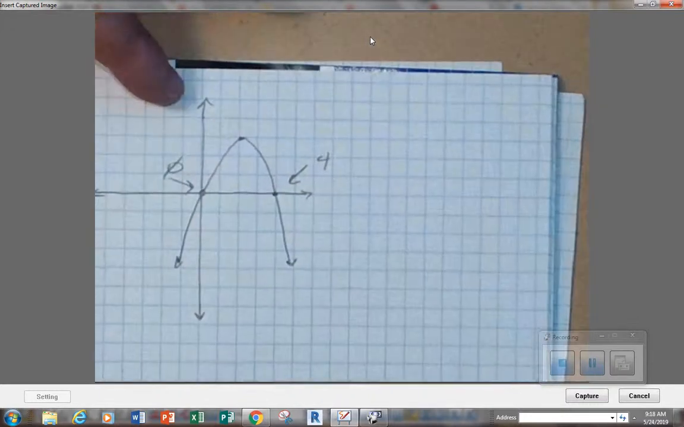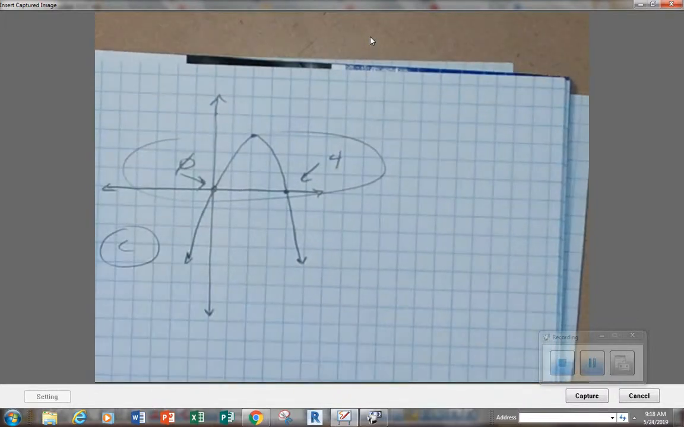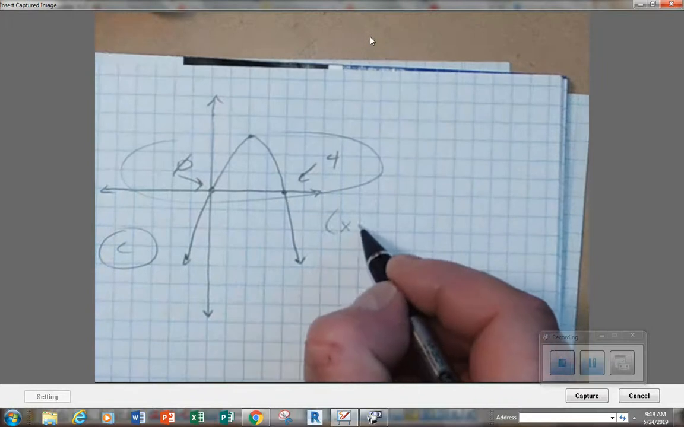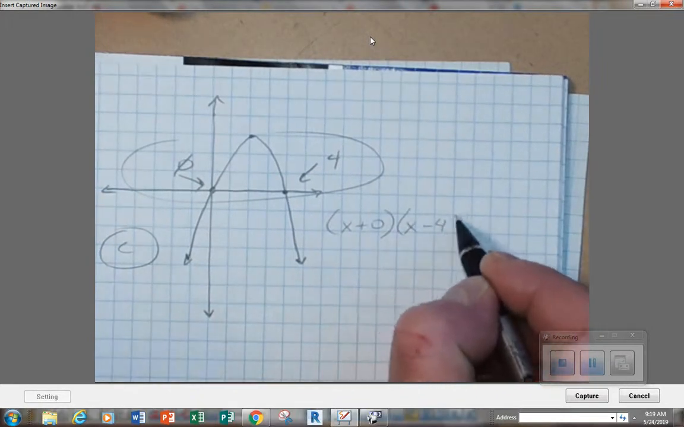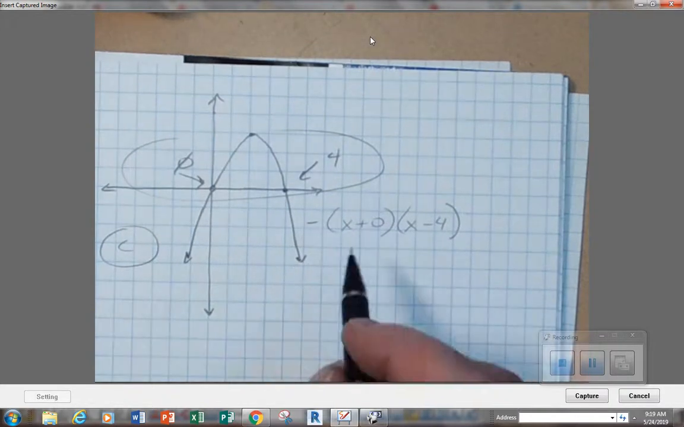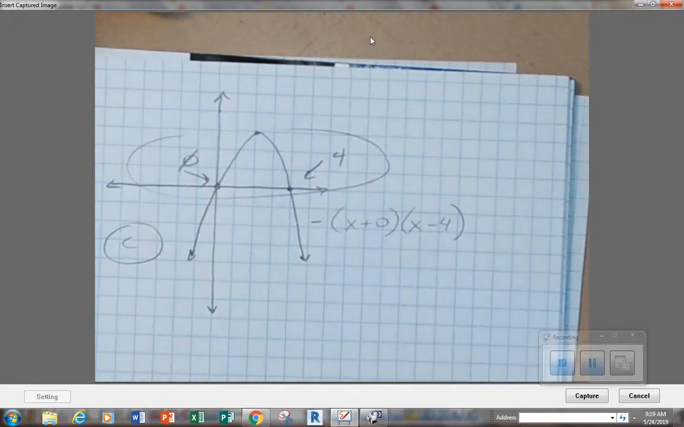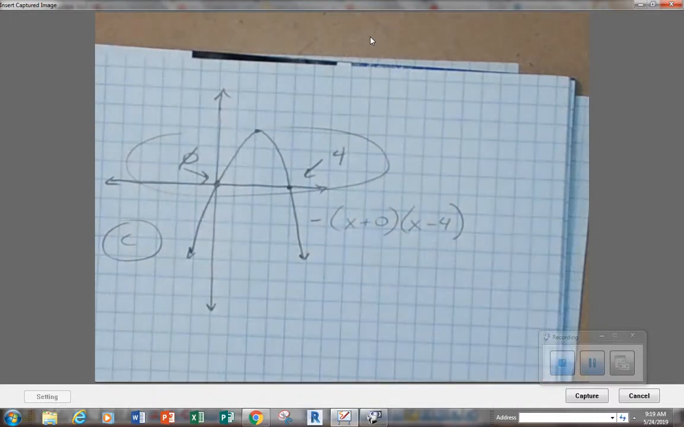And remember the factored form, and that's choice C, by the way. The factored form of this would be x plus 0 and then x minus 4. It would have a negative in it because it's opening downwards. Alright, here we go. So that one is number 5 is choice C.